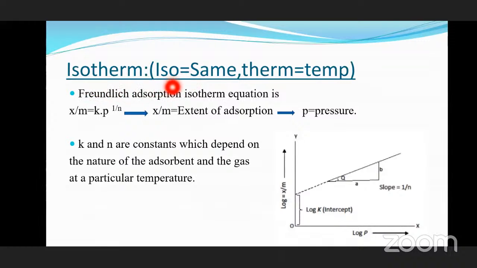Isotherm. What is the meaning of iso? Iso means same or equal. Therm means temperature. That means there is no change in temperature, that is, always keeping the temperature constant.